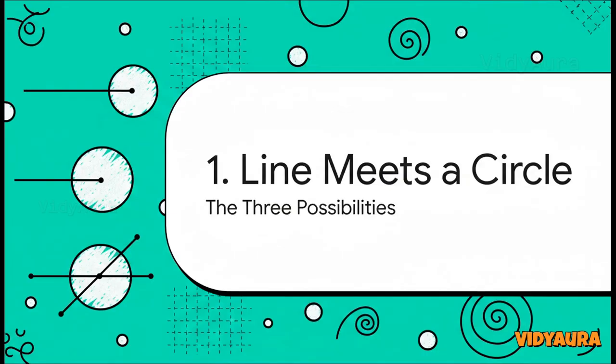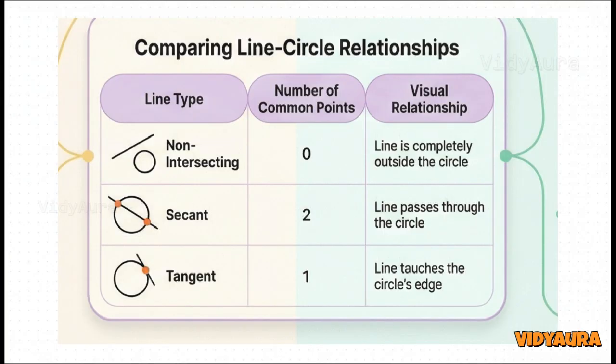So picture this. You've got a flat piece of paper, a plane, and you draw a circle and a line. What can happen? Well, there are really only three possibilities. So look here. Case 1, the line just passes by without touching the circle at all. We call that a non-intersecting line. Easy enough. Case 2, the line slices right through the circle, hitting it at two different spots. That guy's called a secant.